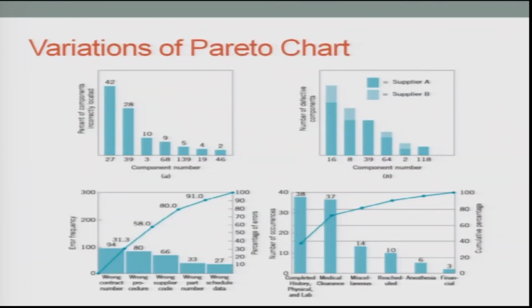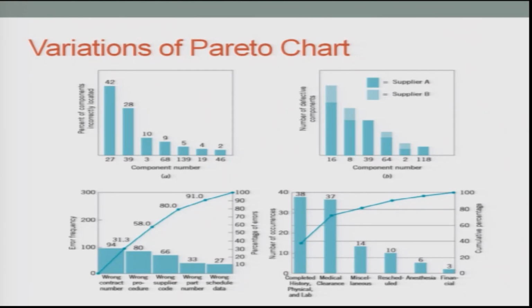So, the variations of the Pareto charts are given. Component numbers are given, and on the y axis you find the percentage of components inaccurately located. In the other diagrams, again you have the components and all the wrong things which have been done, like the rust part, the paint not being there, casting not being done properly, welding not being done properly. All these are marked along the x axis.